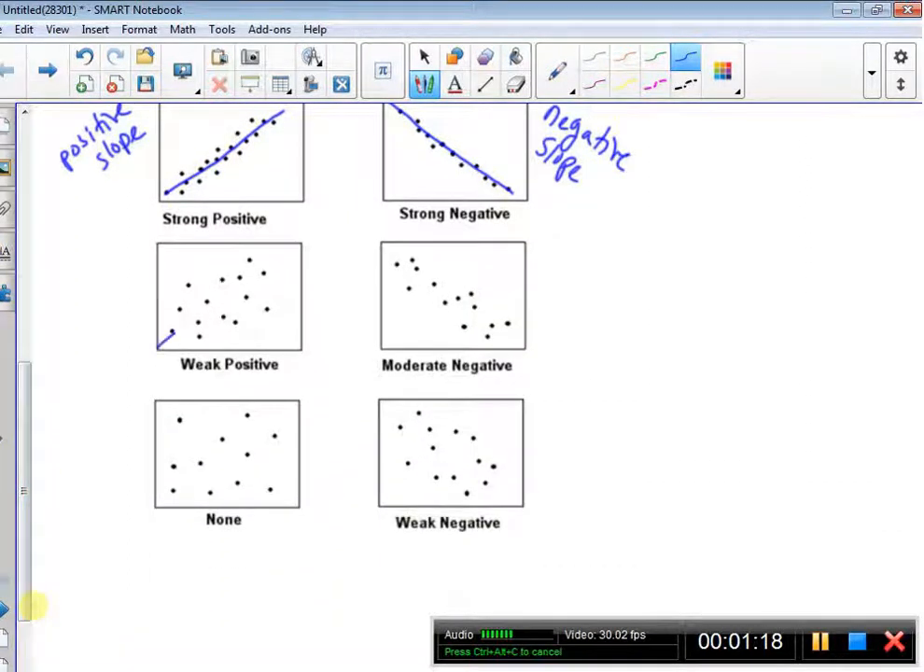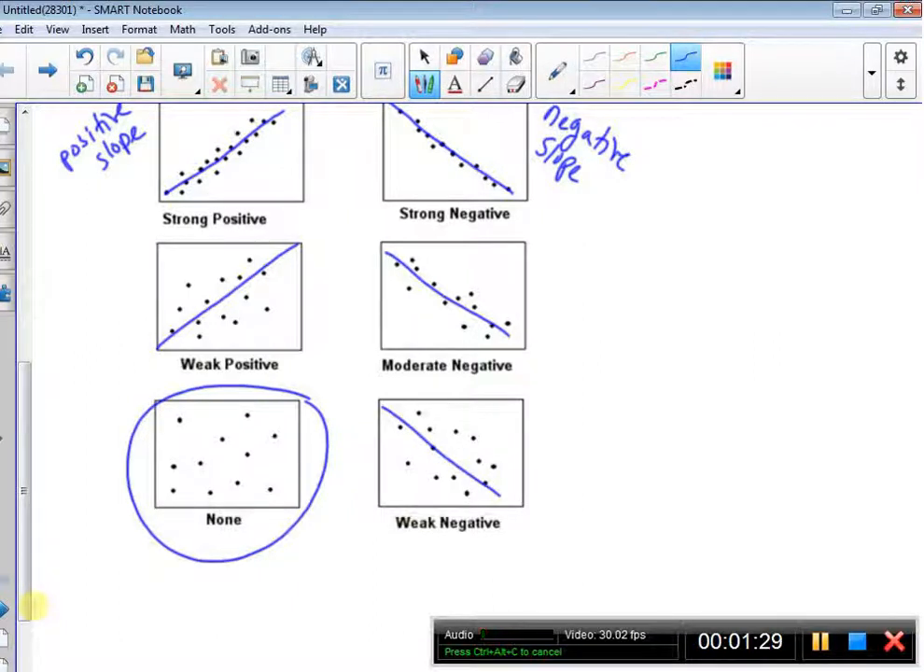And the farther away the points are, the weaker the line will be. This one has no correlation, and I can kind of see some points going through that one. Next.